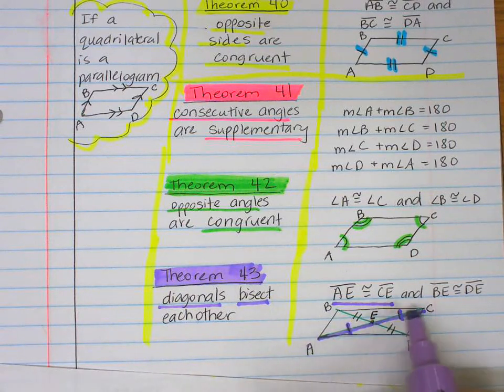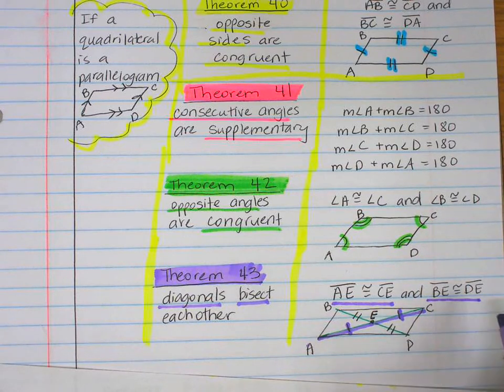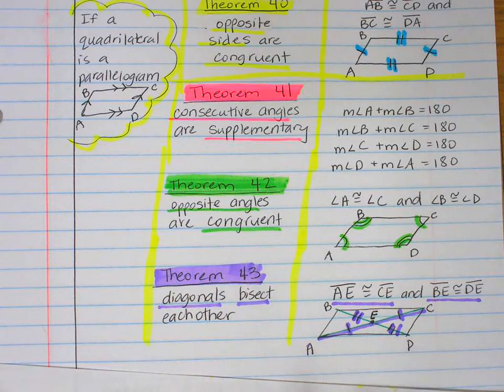So maybe the whole diagonal was 20, and then at E it cuts it in half, so it's 10 and 10. And then BE is congruent to DE. So maybe BD, the whole length, maybe that is 30, and then it gets cut in half. So that would make 15 on that side and then 15 for DE. Okay, so that's diagonals bisect each other.